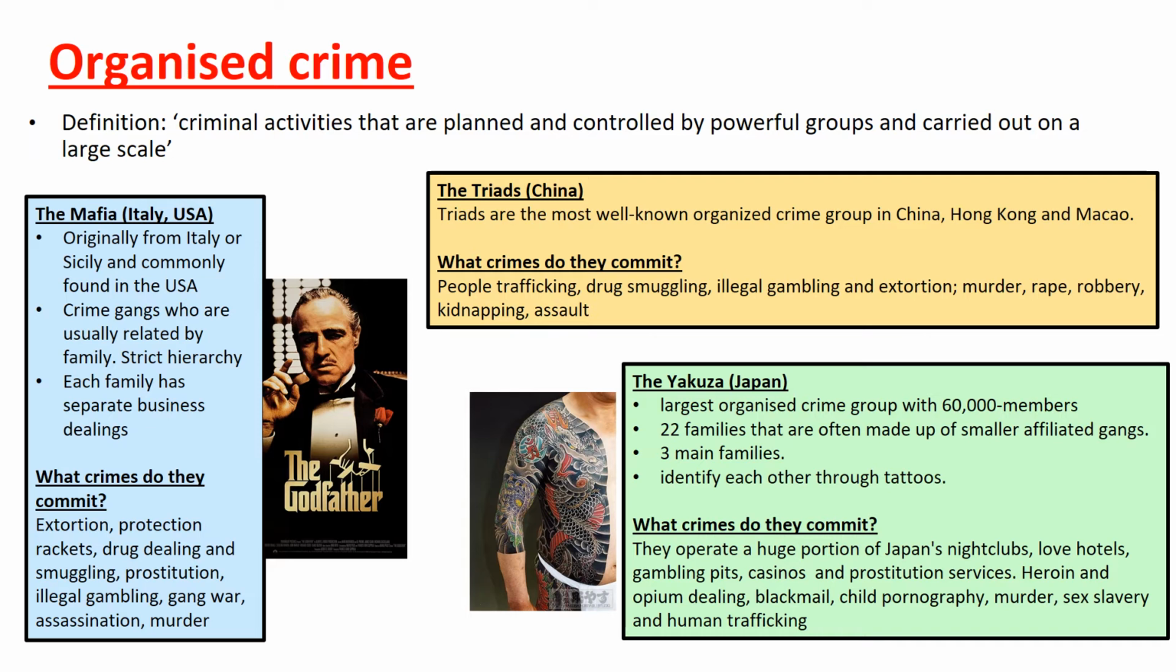And lastly we have the Yakuza. Now the Yakuza is the world's largest organised crime group and has approximately 60,000 members. It's made up of 22 families that are often made up of smaller affiliated gangs, and out of the 22 families there's 3 main families. The Yakuza identify each other through tattoos, and they operate a huge portion of Japan's nightclubs, love hotels, gambling pits, casinos and prostitution services. Heroin and opium dealing, blackmail, child pornography, murder, sex slavery and human trafficking are also part of their crimes.